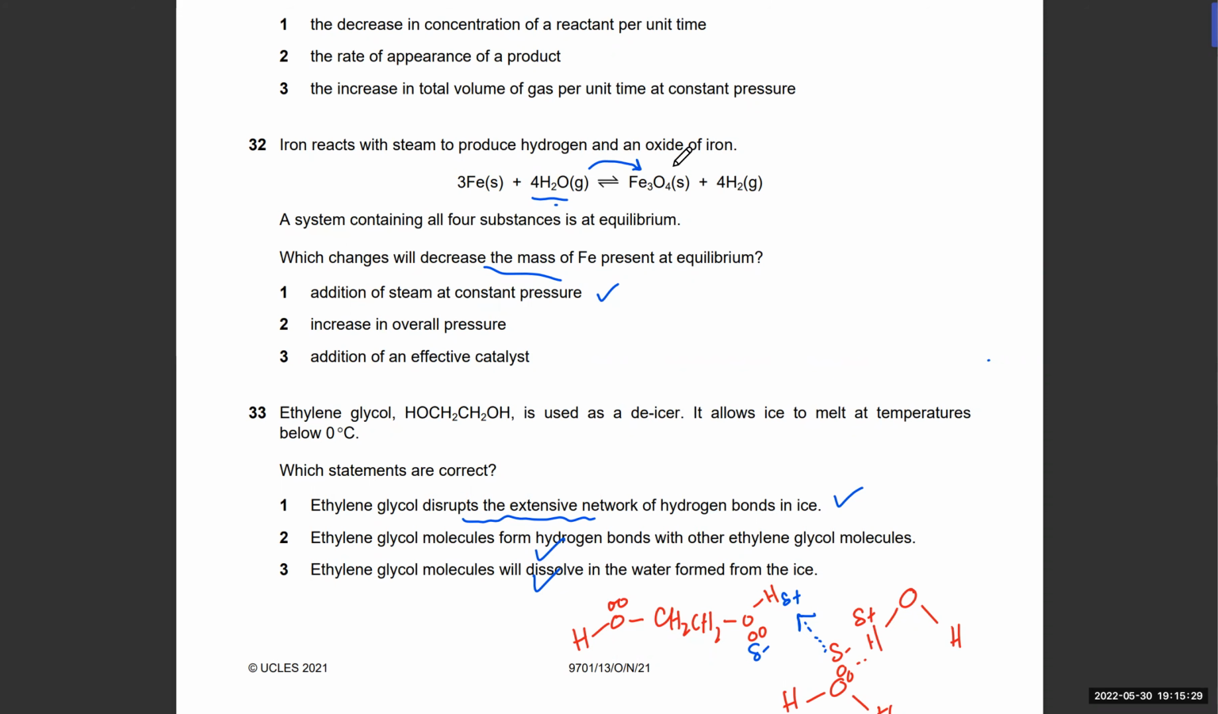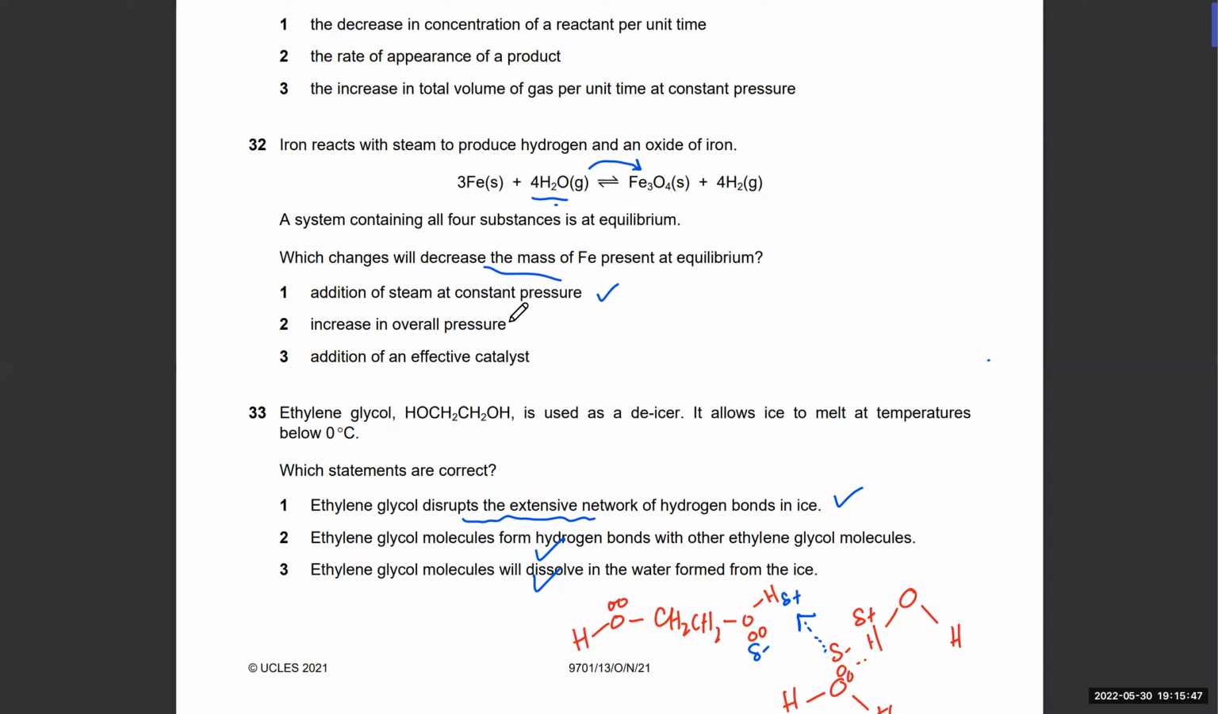And if it shifts forward, what happens to the mass of Fe? That will also decrease because a lot of Fe will get converted to Fe3O4. Is that clear? So the mass of Fe would also decrease simultaneously. So the second is right.